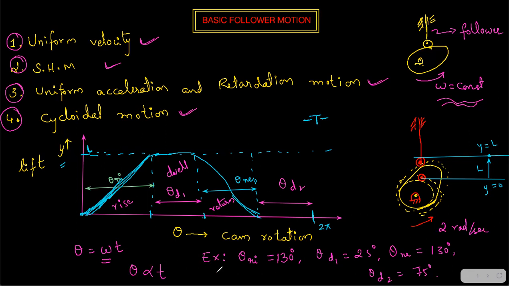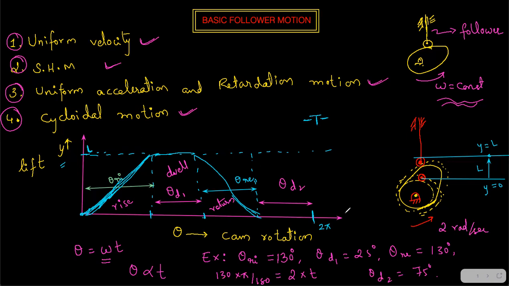Theta rise is 30 degrees. 30 degrees means what? 30 into pi by 180, converted into radians, is equal to omega, which is 2, multiplied by t. So you'll get how many seconds. For how many seconds is it in rise? Means in total, how much time did it take to rise?